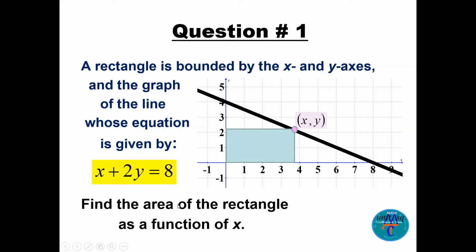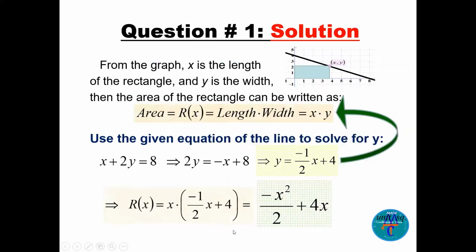We need the area of this rectangle as a function of x, so we need to study that area. By looking at the graph, we see x is the length of this rectangle, and y is the width. To find the area, we know it's the length times the width, so it's x times y. But still here we have two variables, and we need the function in one variable, which is x.